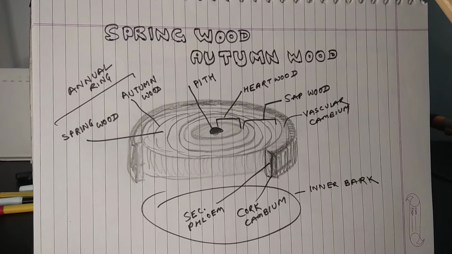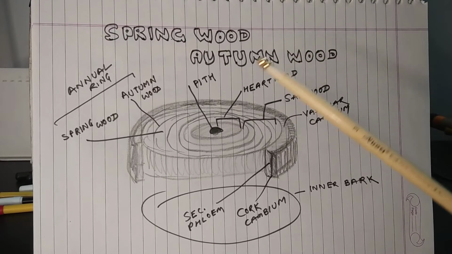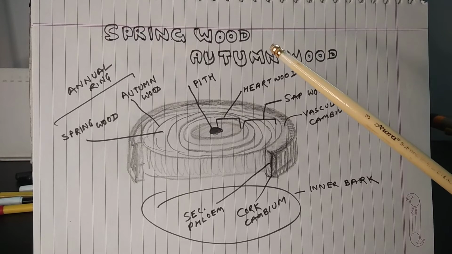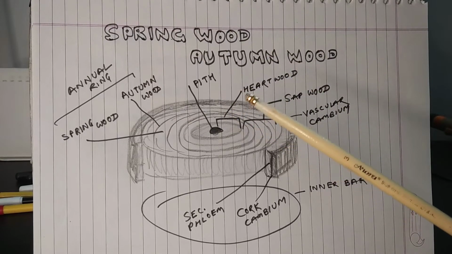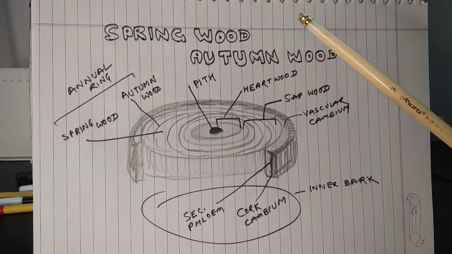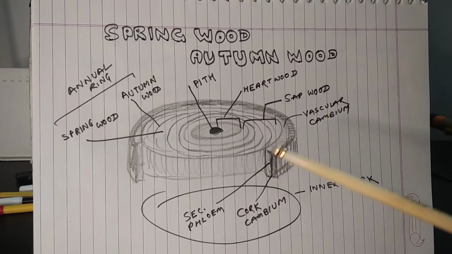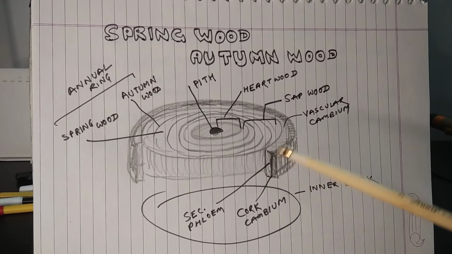So what happens during the spring season, when conditions are favorable, xylem elements are produced in larger number, and the xylem vessels have wider lumen. So as a result, the wood formed during the spring season is lighter in color and is less dense. On the other hand, in autumn season, because of unfavorable conditions, a lower number of xylem elements are produced and xylem vessels are narrower.